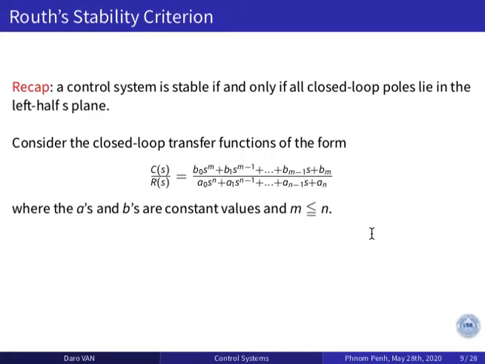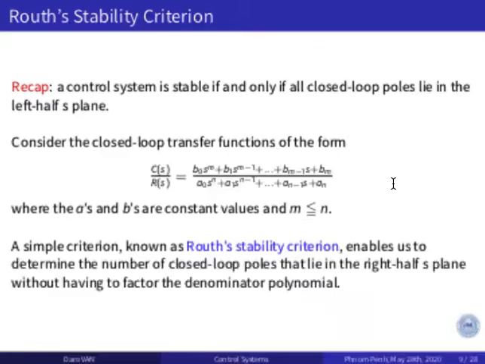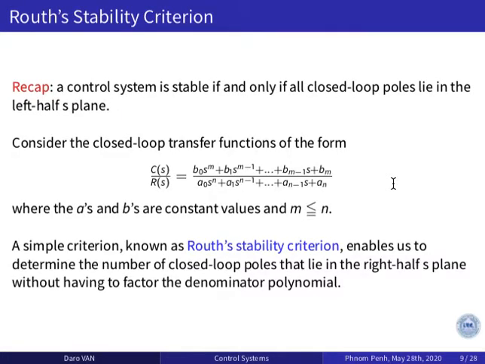So let's recap a little bit. A control system is stable if and only if all closed loop poles lie on the left half S-plane. Consider the closed loop system again, represented like this. There is a simple criterion known as the root stability criterion. It enables us to determine the number of closed loop poles that lie in the right half S-plane, without having to factor the denominator polynomial.